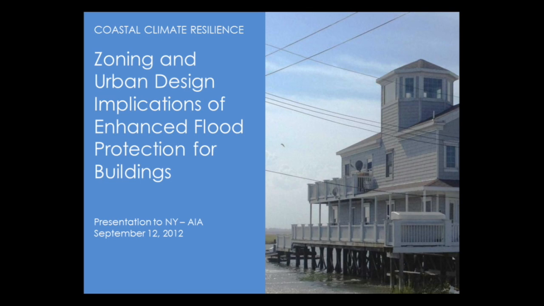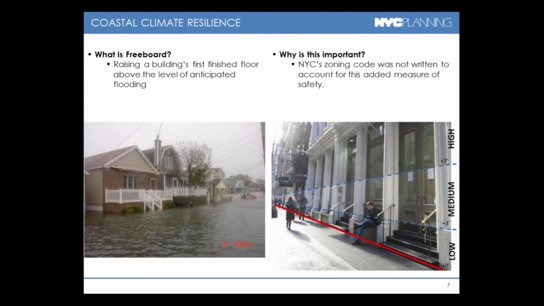So last year, the RPA, Regional Plan Association, and City Planning and a few other partners received a grant from HUD for Sustainable Communities, and through that grant we were able to begin to study the urban design and zoning implications of greater flood protection for buildings. We've been calling this the freeboard study.